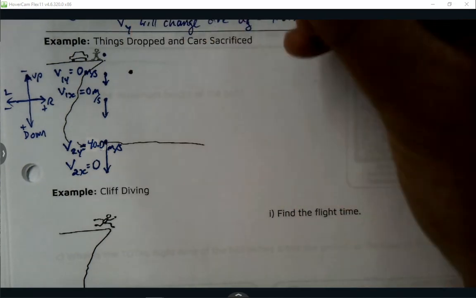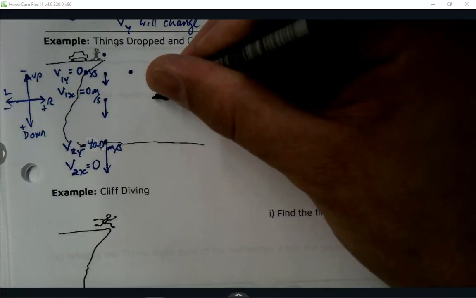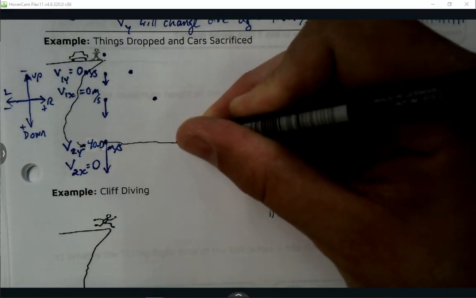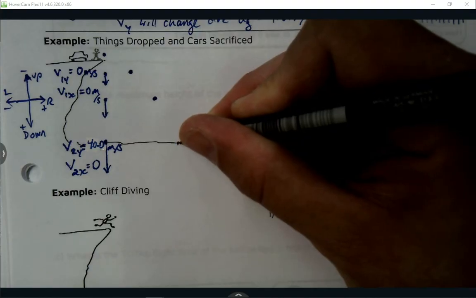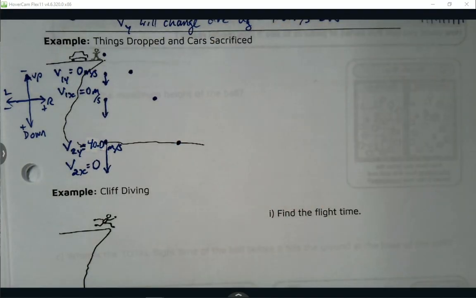The car gets to here. And then the car gets to here. And then the car gets to here. And as this car goes, somebody's going to look at this and say, well, that's not quite a straight line. That's a parabola. We see this downward-facing parabola. Oh, yeah, definitely. It's a downward-facing parabola.